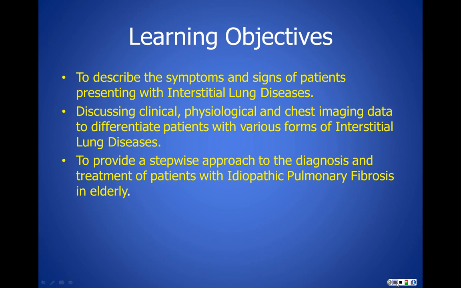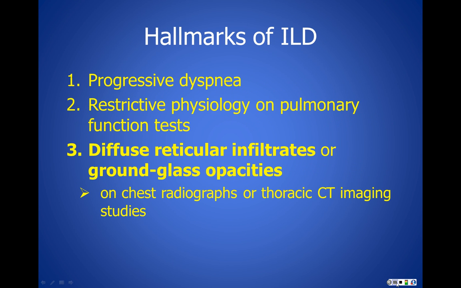So I'm going to discuss the symptoms and signs of interstitial lung disease. Then we'll discuss the various types of interstitial lung disease, and then I will discuss IPF in elderly. Dr. Moley was joking that he didn't know anything about ILD. All we have to know is 3 things. The hallmarks of ILD: progressive shortness of breath or cough, restrictive physiology on pulmonary function tests, and diffuse pulmonary opacities on chest imaging. These are the 3 hallmarks of interstitial lung disease.